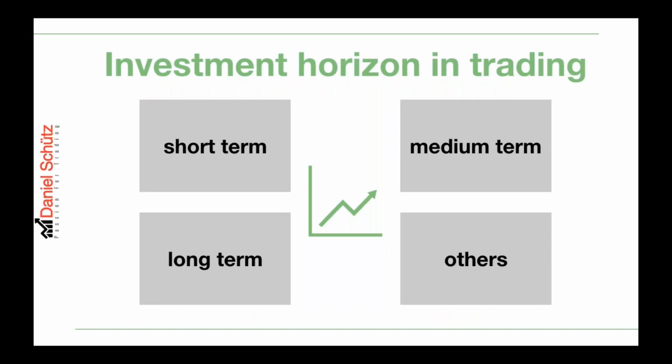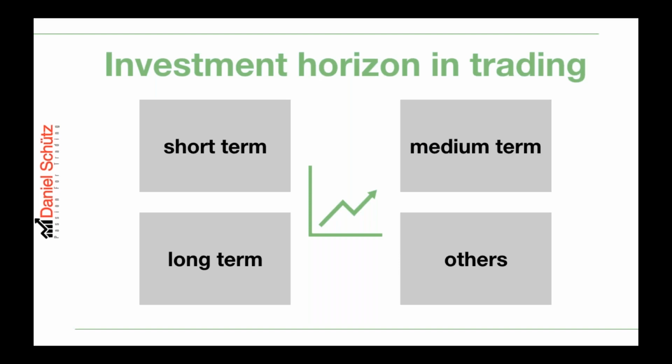And the investment horizon in trading: we have the short term, the medium term, the long term, and others. Of course, smaller swings, for example in short term trading, will also develop. This has something to do with the fractal structure of the markets. But by definition, swing trading is designed for the medium-term period.